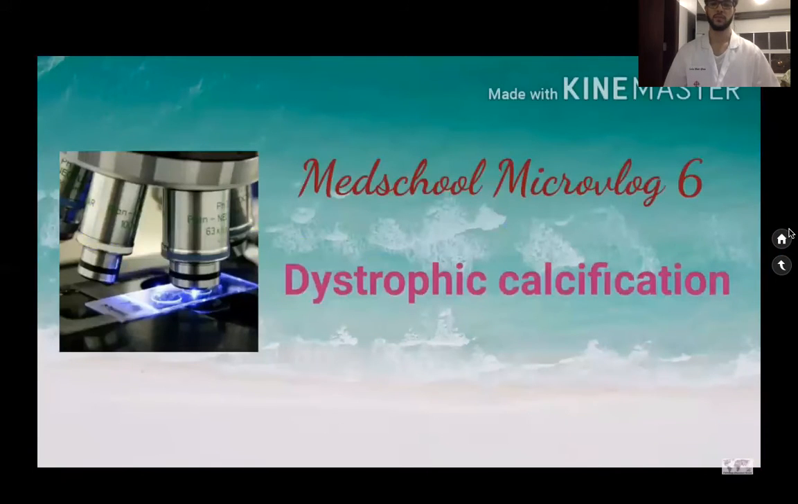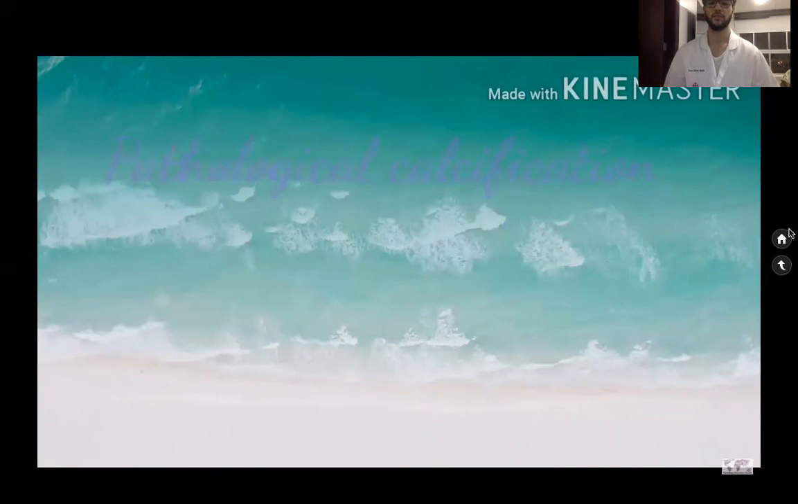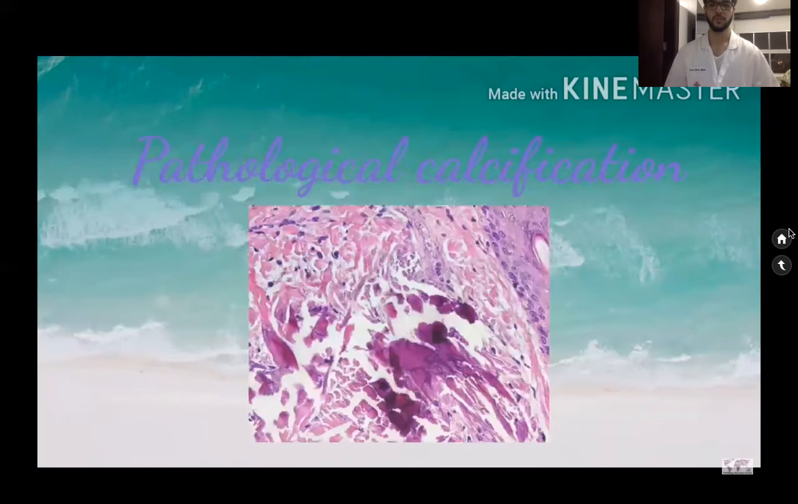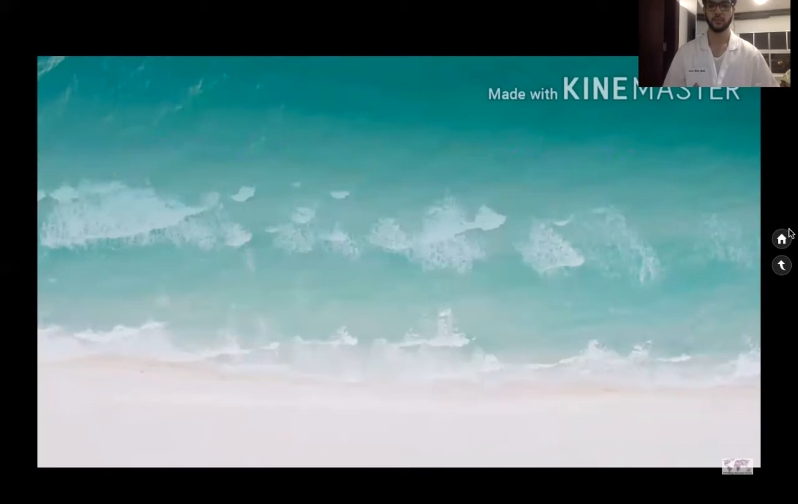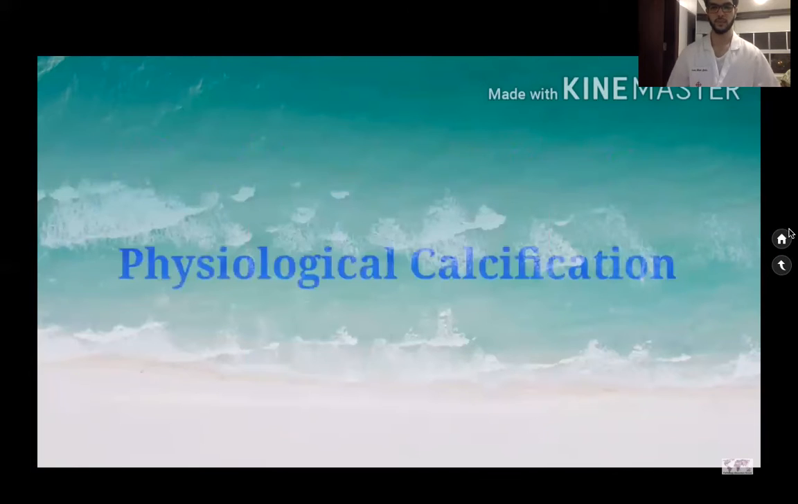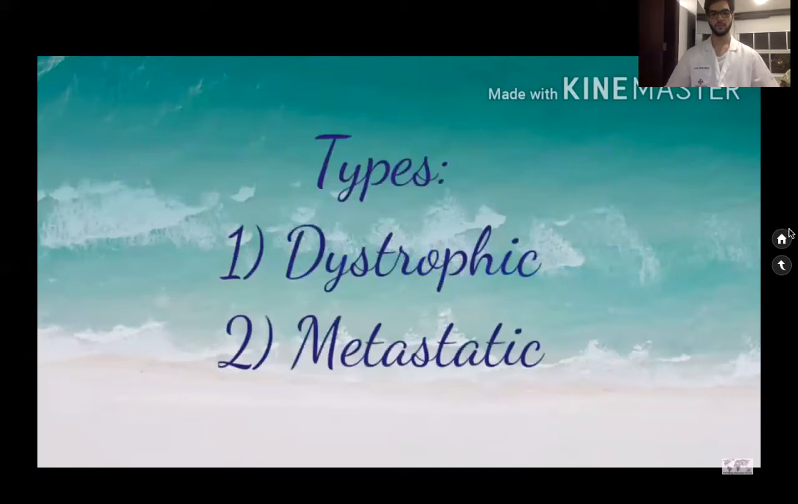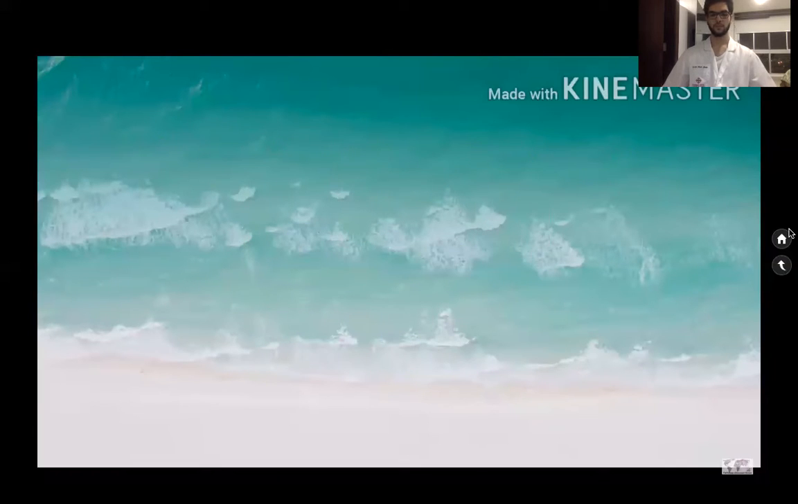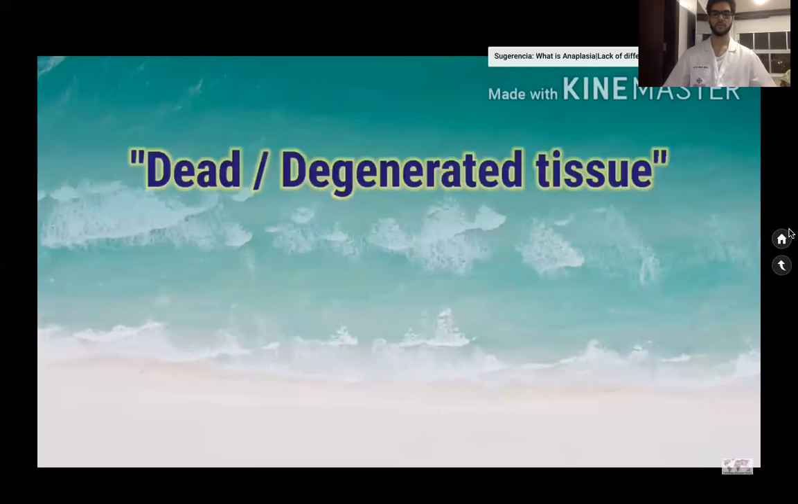But before going into details, let me explain what pathological calcification is. Pathological calcification is calcification occurring in any site of our body other than osteoid or enamel. The calcification occurring in osteoid or enamel is known as physiological calcification. Pathological calcification can be divided into dystrophic calcification and metastatic calcification. Dystrophic calcification is what we call it when it occurs in dead or degenerated tissues.